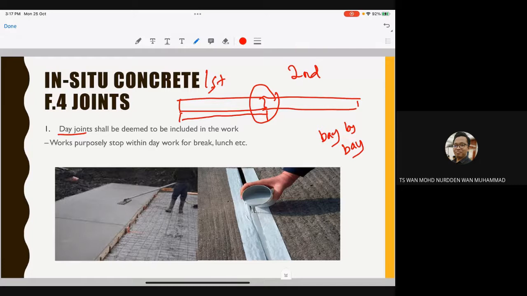Okay, this joint, dia macam-macam joints yang kita ada lah. Tapi yang first ni kita ditulis adalah untuk day joints. Day joints ni adalah untuk kita continue tomorrow with this one. So we need to put some kind of these joints before we continue with the second day lah. Okay. Work purposely stop within a day for break, lunch and etc. Betul.